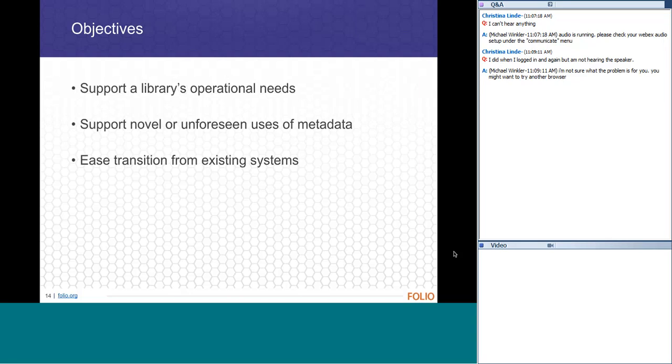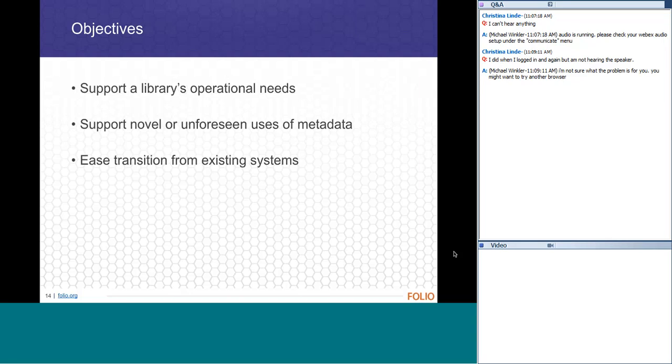So, supporting the library's operational needs. This sounds fairly obvious, I suspect, and it really is in a sense. It's there to mean that FOLIO has a need to do all of the things that are necessary for the operation of the library, and we need to be able to support those in a way that reduces the time pressures and the burden on resources as much as possible from where they are now.